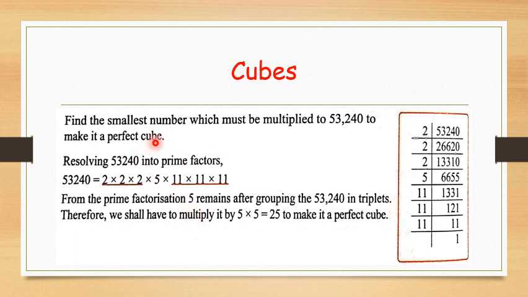Okay, and suppose the question is to find the smallest number by which it must be divided so that it becomes a perfect cube. Then your answer will be what? When we divide, it means that we have to remove this 5. So your answer will be 5, the smallest number by which the given number must be divided to make it a perfect cube.